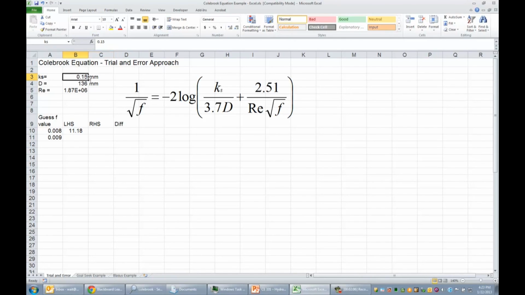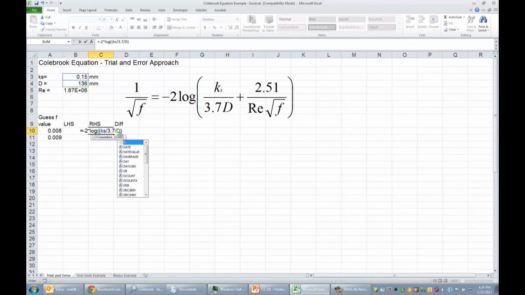Well, why does it matter? Because I previously had named this cell, instead of calling it B3, I'm calling it K sub S. I'm calling that D. And I'm calling that Reynolds number. That maybe will make it a little bit easier to construct our equation, to know what is what. So, -2 times the log value of K sub S divided by 3.7 divided by D.